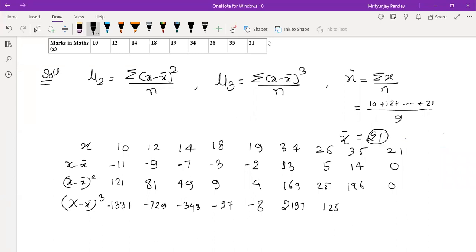14 into 196 is 2744. 274, and 0. Now find the summation values for summation of x minus x bar the whole square and summation of x minus x bar the whole cube. Add all values, the third row and fourth row. You need to add these two.